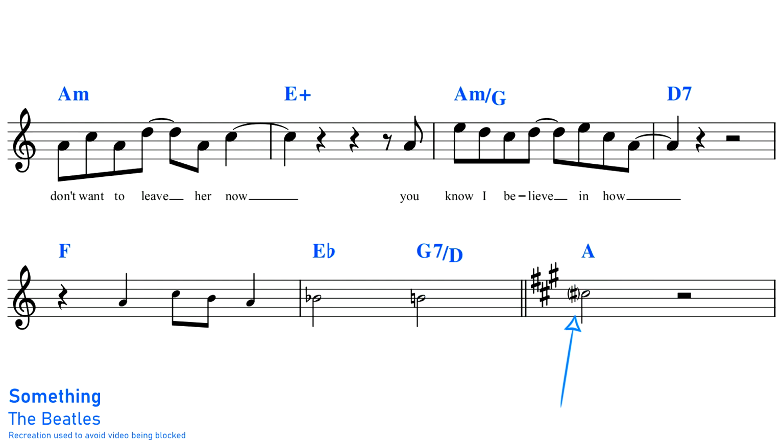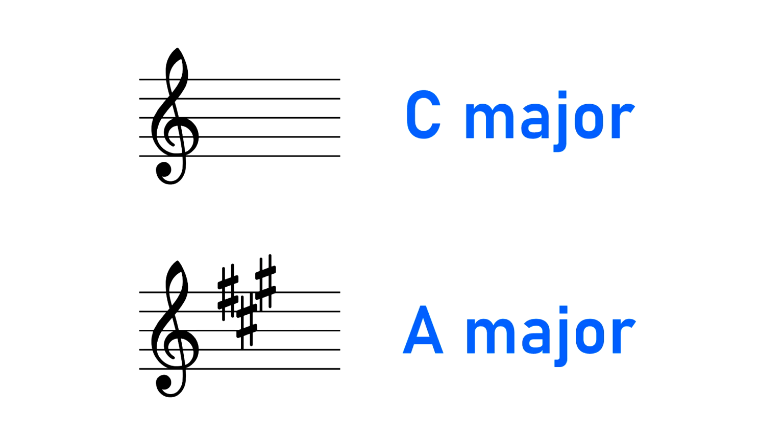This shift to A major gives the chorus a bright open sound. This is because A major has 3 more sharps than C major, so shifting to A major makes the music sound like it's been lifted, raised up.